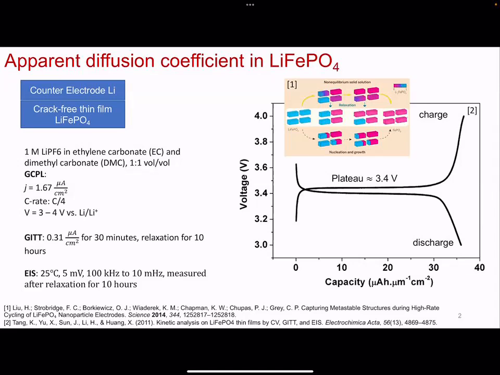EIS is pretty standard, 100 kilohertz to 10 millihertz, very standard. But in particular, they measure after relaxation for 10 hours. When you set up a coin cell or whatever cell, you never just start measuring. You want the cell to relax and proliferate for X number of hours, whether it be 4 hours, 10 hours, overnight even. That's pretty standard and typical. You want to wait for a long time for your liquid electrolyte, for everything to sort of proliferate, and then measure.